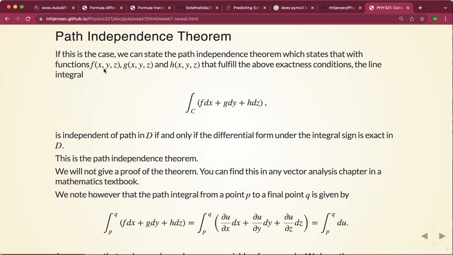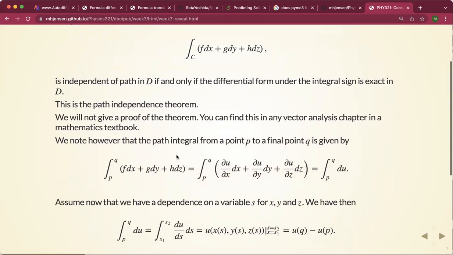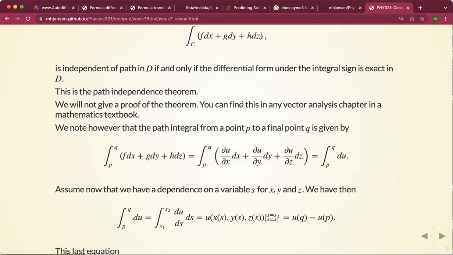the functions f, g, and so on, that fulfill these exactness conditions, this line integral, which you have here, is independent of path in D, if and only if the differential form under the integral sign is exact in D. And that's normally what's called the path independence theorem. So I'm not going to give you the proof, but you would find that in any vector analysis chapter in a mathematics textbook.